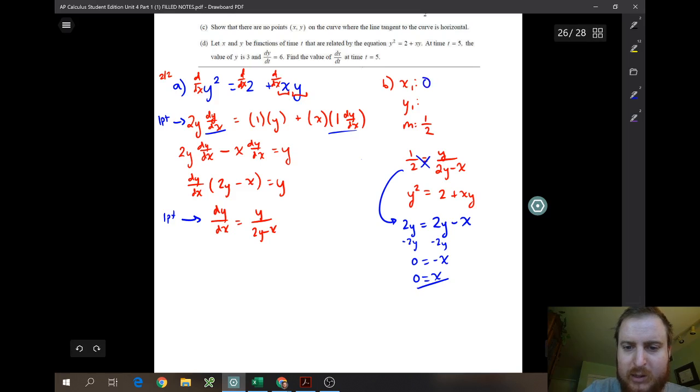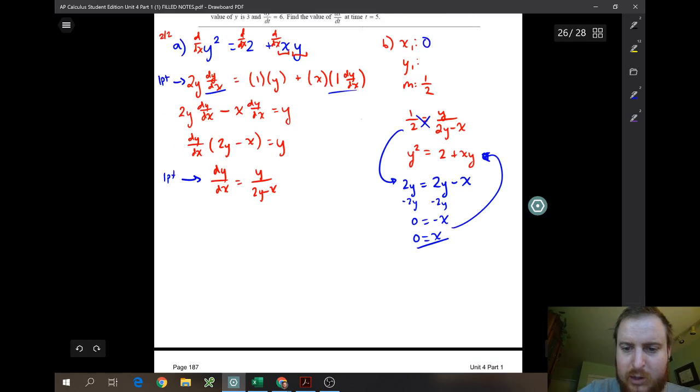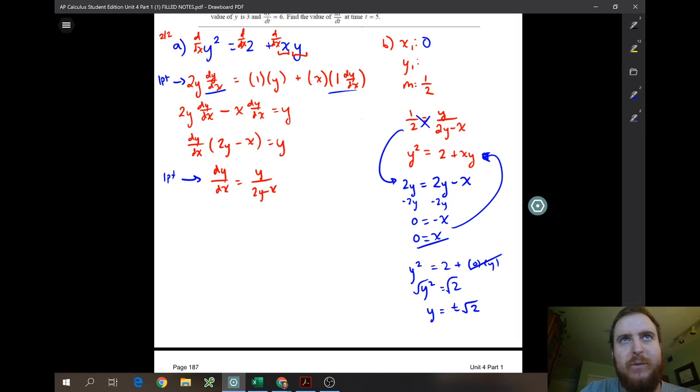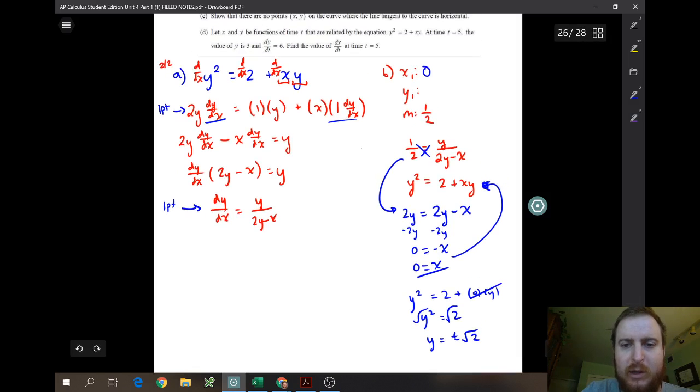And so now we're going to plug that 0 into our other equation to solve for y. So that's going to give us y squared equals 2 plus 0 times y, which is just 0. So y squared equals 2. Take the square root of both sides. And this is implicit, so remember, implicit, we always want plus or minus. So you would lose a point if you didn't have the plus or the minus. So you've got to be careful.